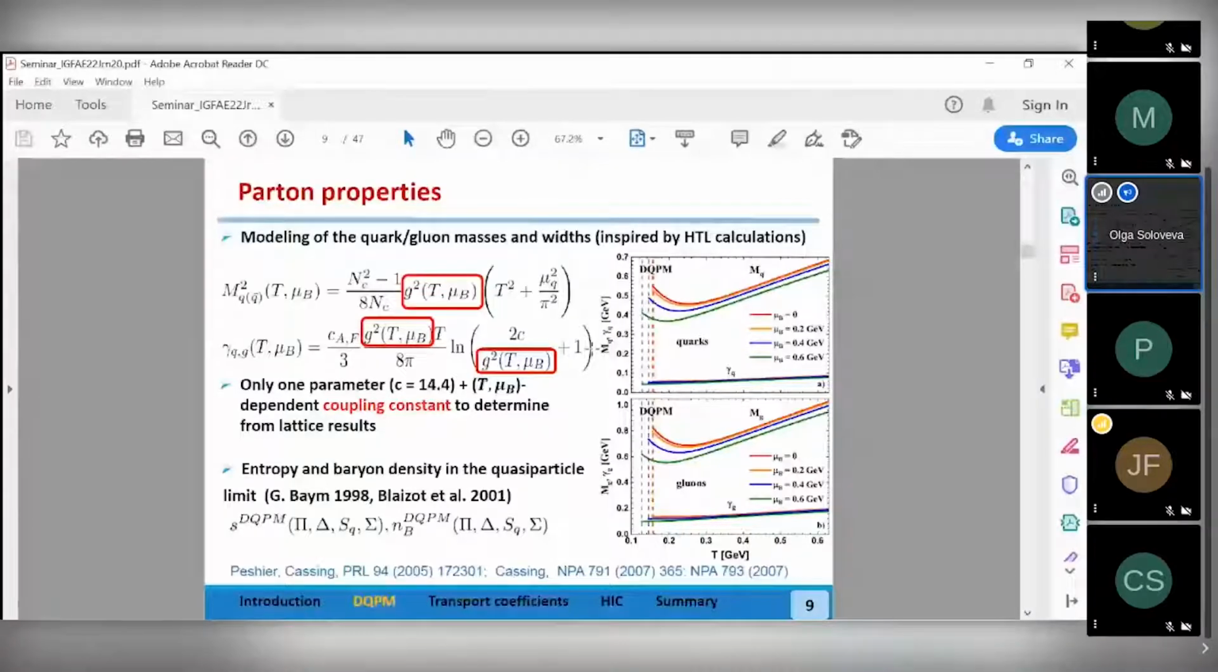On the right, you can see the plots for masses of quarks. As you can see, it's increasing with temperature, but decreasing in µB. And here is the width.